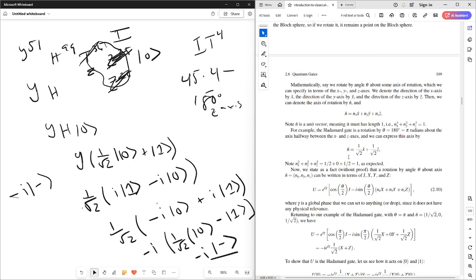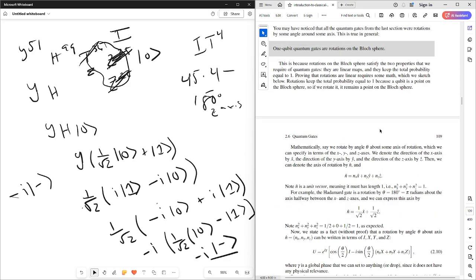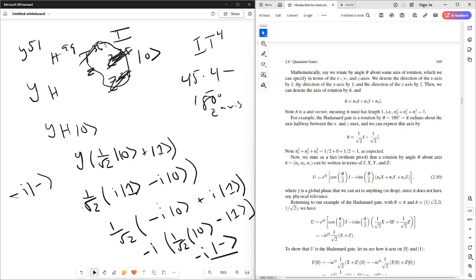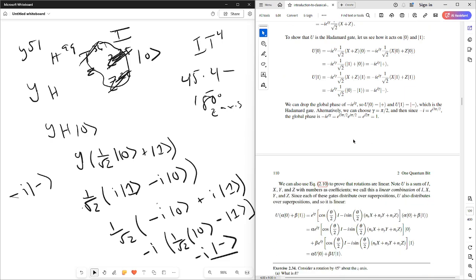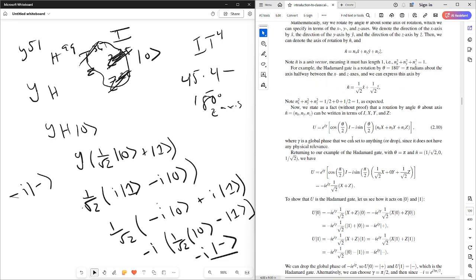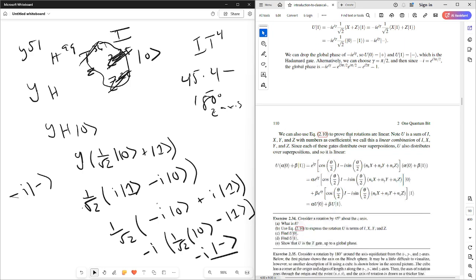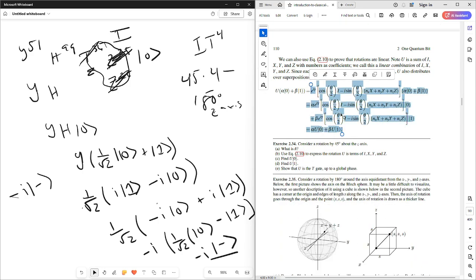Okay, so basically this is just showing that rotation is linear, and it also preserves the total probability. This is pretty dense. If this is something you guys want to come back to, we can always do that. I'm going to move on from this.